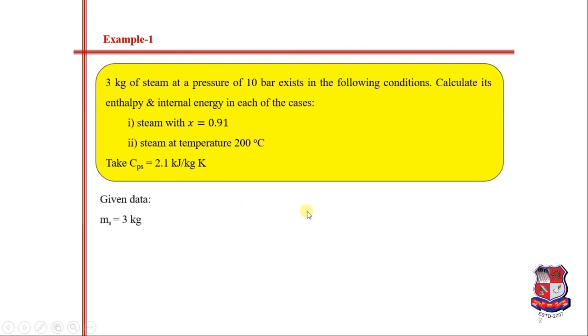Mass of steam is given as 3 kg. Pressure is 10 bar. So if we convert bar into Newton per meter square, we are required to multiply it with 10 raised to 5. So if I want to mention it in kilonewton per meter square, then it goes 10 into 10 raised to 2. Then we want to find enthalpy and internal energy for both the cases.